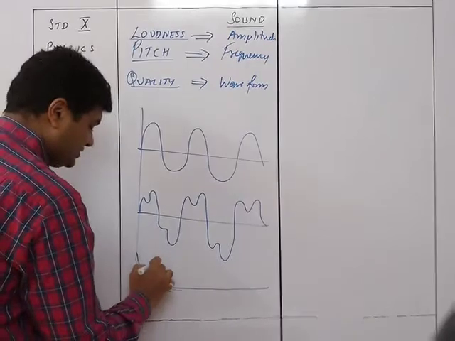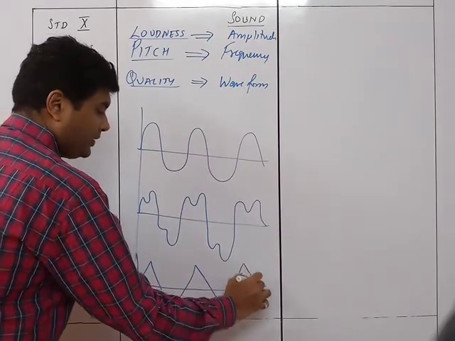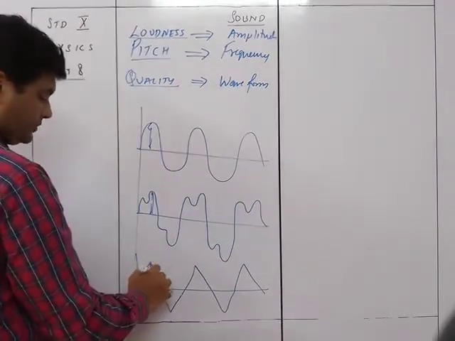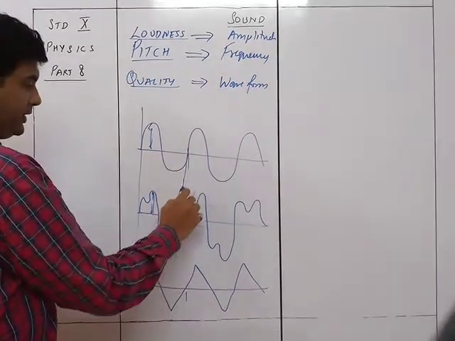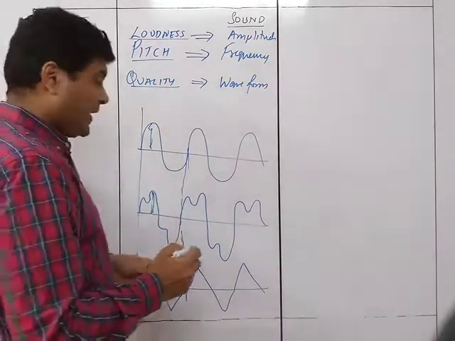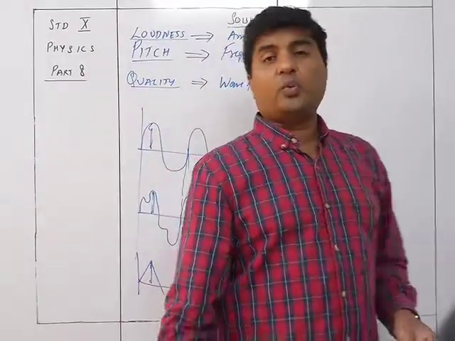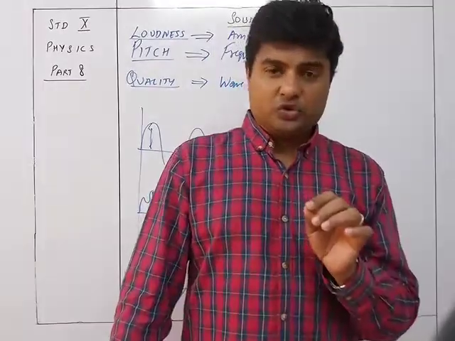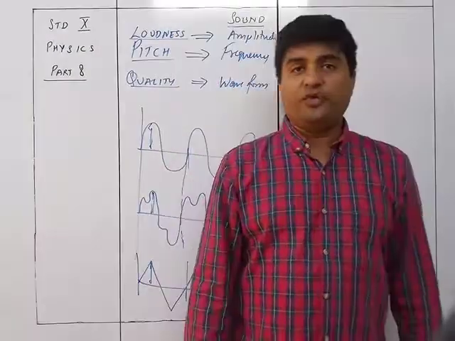It could also be like this. It could even be a triangular shape like this, having the same amplitude. The amplitude over here and the amplitude over here is the same. The frequency and the time period are the same. They are the same if you look from here. So everything is the same, but the shape of the wave is different. The difference in the shape of the wave identifies one instrument from another. Each and every instrument will give you a different kind of waveform.